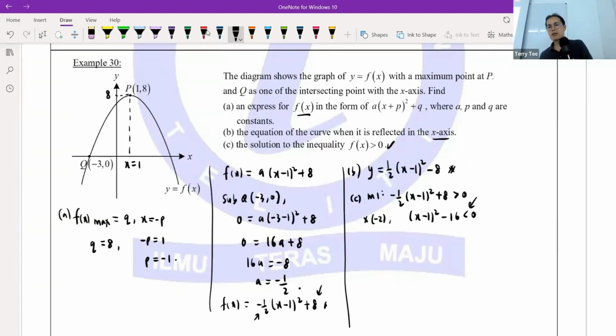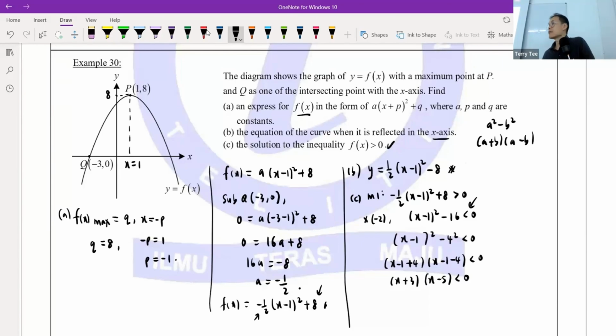Okay, now rather than expanding and factorizing, can I show you another way? We know 16 is what? 16 is 4 square, right? So this is in the form of a square minus b square. When we factorize, we get (a + b)(a - b). If you want to expand and then factorize, go ahead. But I think I will do it this way. It's the same. If you expand, factorize, you still get (x + 3)(x - 5) less than 0, right?